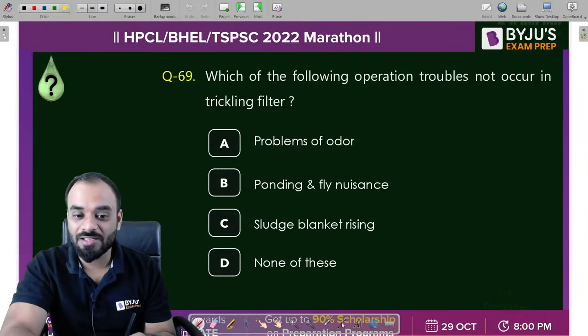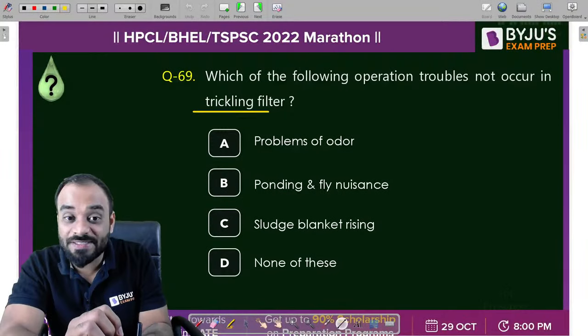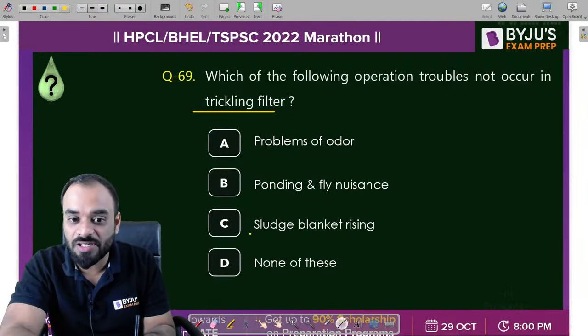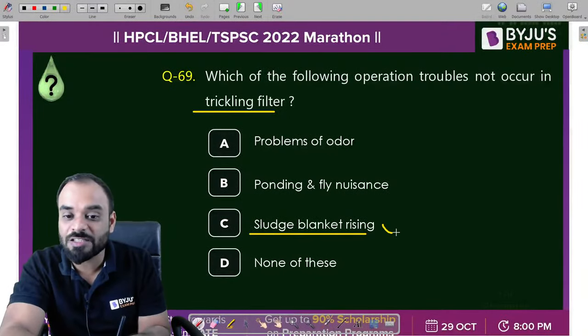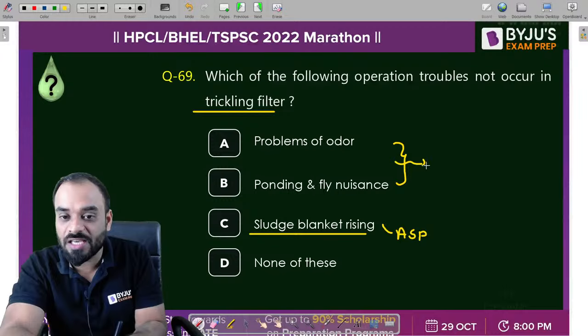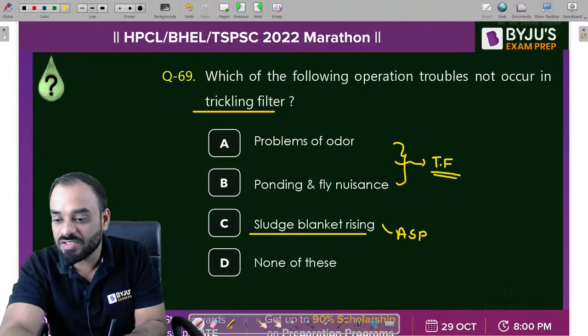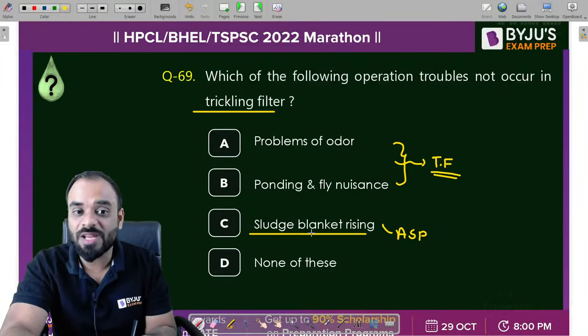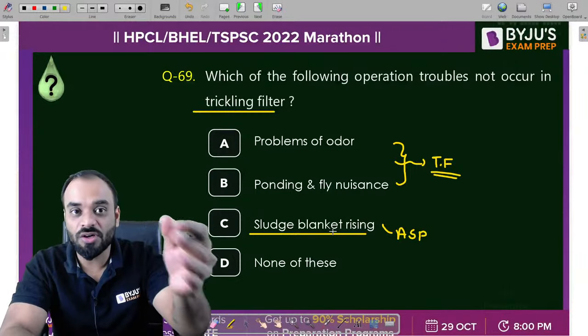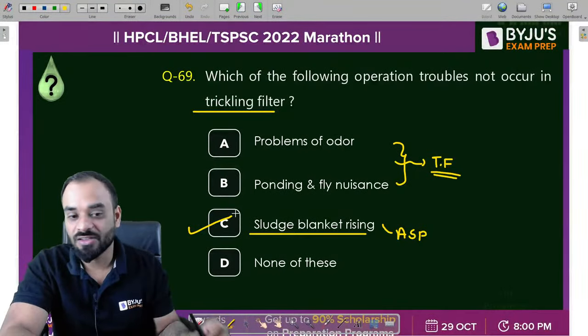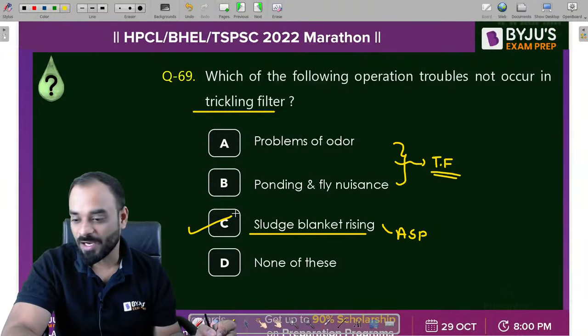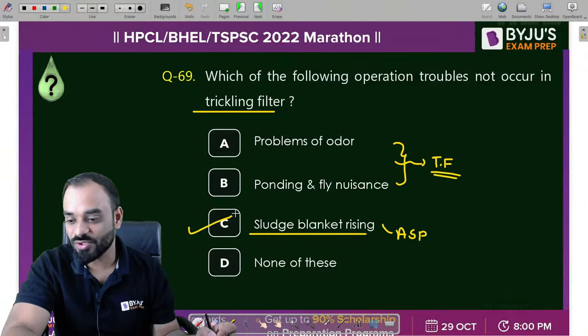Listen carefully, guys, this is basically a trickling filter. In the case of a trickling filter, the sludge blanket rising process is not there. This is related to your ASP part, the activated sludge process. But these two problems will be there in your trickling filter. So sludge blanket rising is not a part of your trickling filter. That's why the correct answer should be C. Not D, not A, not B. Understood? C is the correct answer.